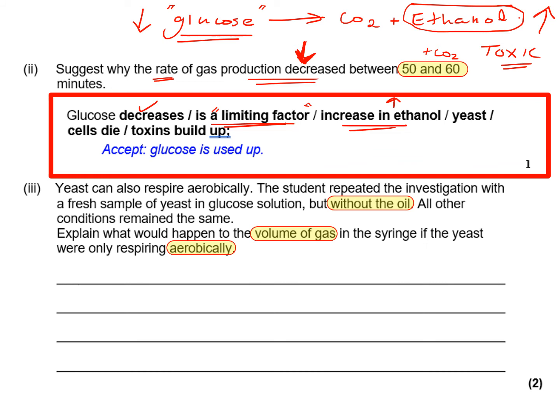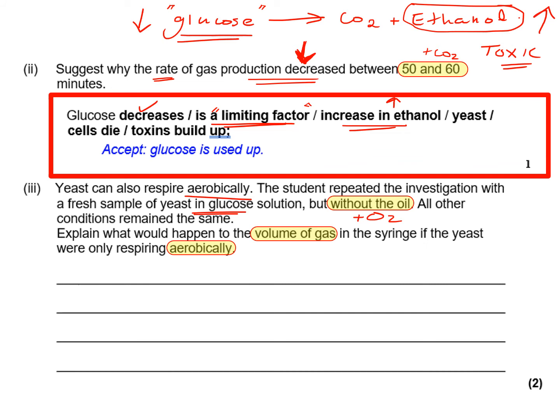Right, the second point to this slide then says, yeast can also respire aerobically. The student repeated the investigation with a fresh sample of yeast in glucose, but without the oil. So we know now the oxygen can simply diffuse into the yeast cells, and it diffuses into the mitochondria across the 2 membranes, the outer and the inner membranes of the mitochondria. Now we know oxygen is non-polar and it is lipid soluble, so it just diffuses from a higher to a lower concentration into the mitochondria where it gets used up.